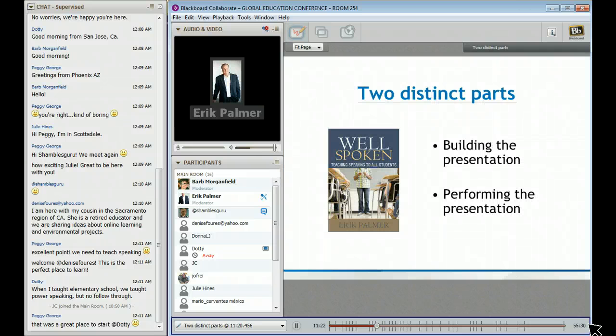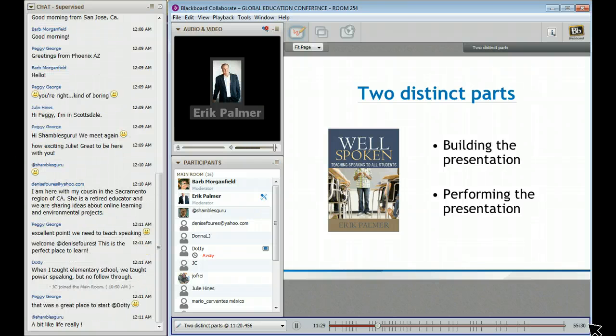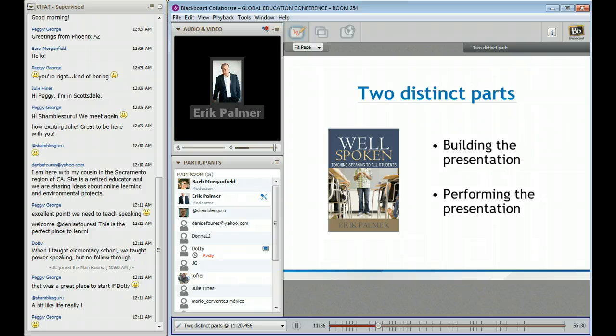So, here's the first revelation, that there are two distinct parts to all speaking. And this needs to be clear in your mind and I think in the minds of our students. First, you build the presentation. This refers to everything you do before you say a word. Everything you do before you hit the record button. That's a very different skill than performing the presentation, which is what you do as you are speaking. And these are radically different skills. And it's true, again, one-on-one, small group, large group, digital, in-person.